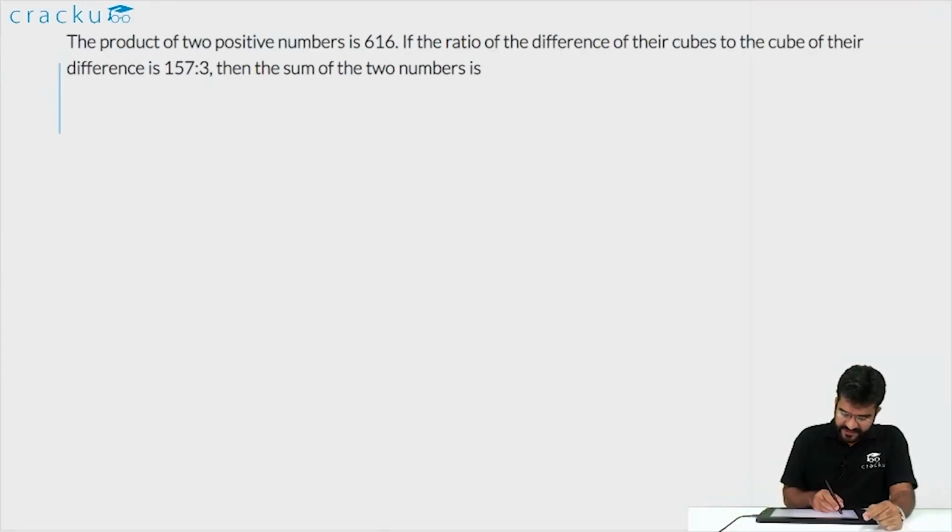In this question we are given that the product of two positive numbers is 616 and the ratio of the difference of their cubes to the cube of their difference is 157:3. We are required to find out the sum of the two numbers. So let us assume that the two positive numbers are a and b. We are given that a into b is equal to 616.